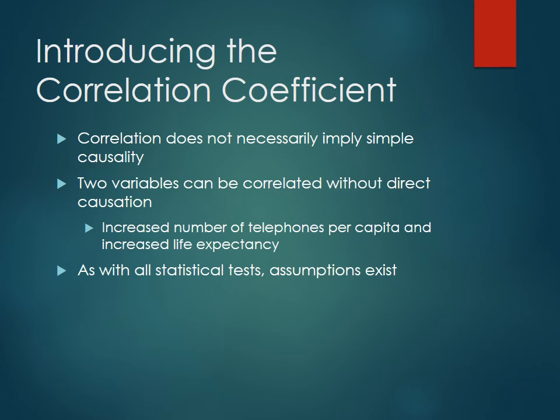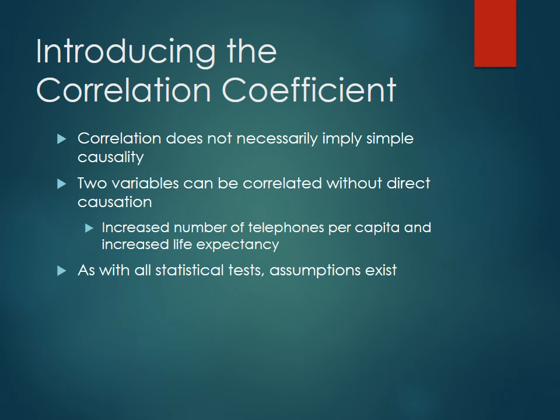Okay, so again, correlation does not necessarily imply simple causality. Two variables can definitely be correlated without having any kind of direct causation. So for instance, if you're looking at the number of telephone calls per capita, or the number of telephones per capita, and look at increase in life expectancy, do you guys think there's any correlation there? Right, do you think one causes the other? Probably not, right? But you can still see a definite correlation there if you were to actually plot those out.